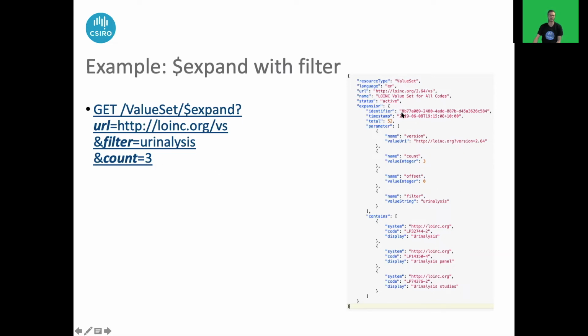What comes back, surely enough, is a value set with the expansion element populated. It tells me that there were 52 codes that matched this, but I did pass in a count parameter of 3. And so I can see that the top 3 results have come back here. This first one was an exact match on the text filter, so it's come back first. And these other terms have matched one of the words exactly, so they've been ranked quite highly as well. The order that concepts come back in an expansion result is actually up to the server. So some servers will order those differently depending on what they think is the most useful order to the person using the API.